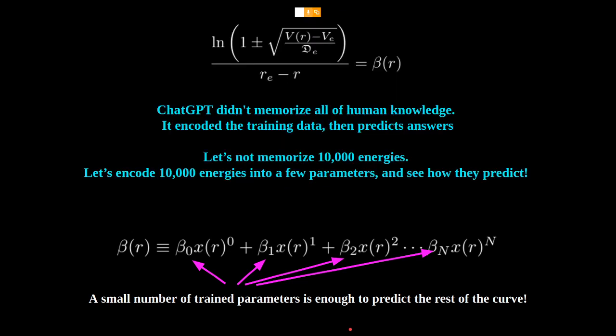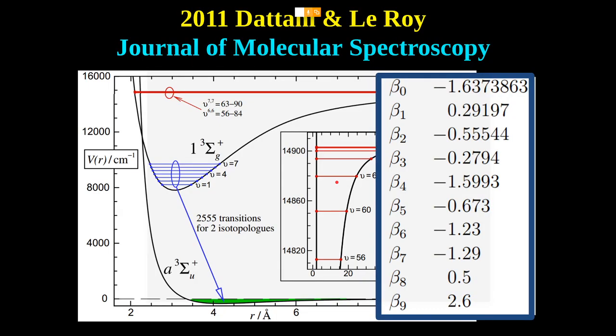Okay? So ChatGPT didn't memorize all of human knowledge. It encoded training data, then predicts answers. When you ask it a new question, it will try to come up with an answer based on how it was trained. So let's not memorize 10,000 energies that we calculated in PySCF. Let's encode 10,000 of those energies into just a small number of parameters and see how they predict the other energies for the potential energy curve.